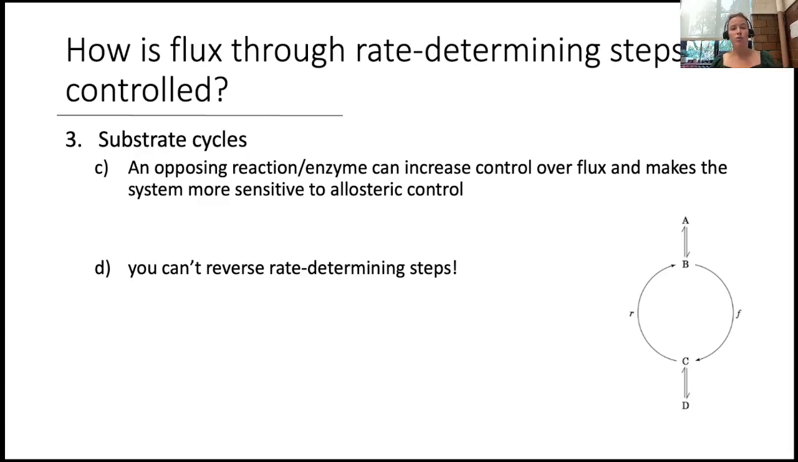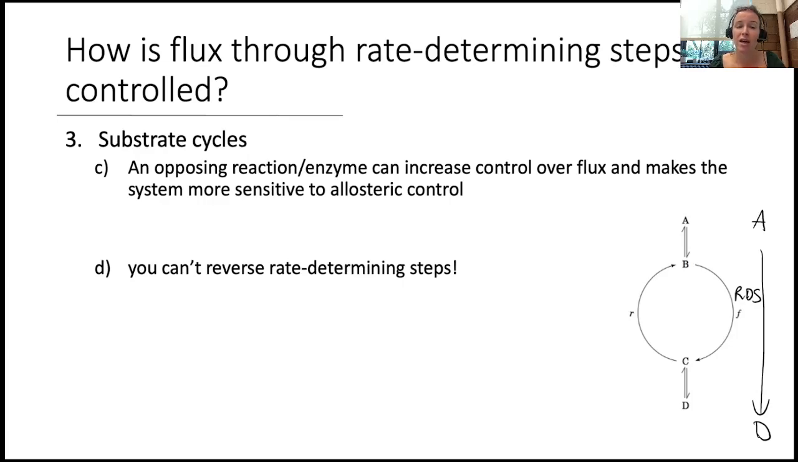So on the right-hand side, we see a pathway where A is being converted to D. So flux through this pathway would be defined by how much A is converted to D over time. The rate determining step is F. We should understand that step F cannot be reversed because that rate determining step most likely is exergonic. It's got that large delta G, and we don't have enough energy to reverse it, so it's irreversible largely.